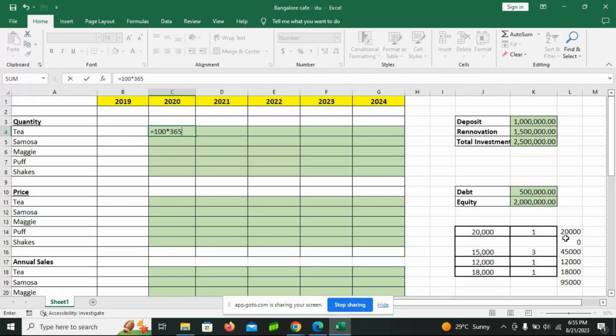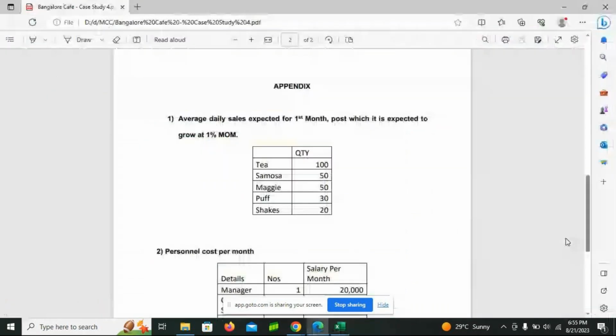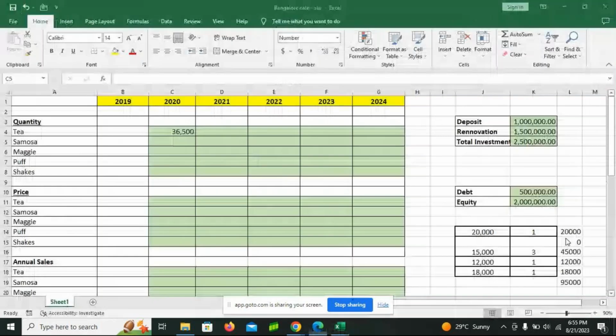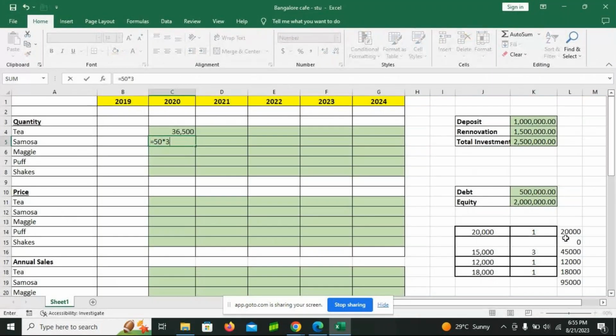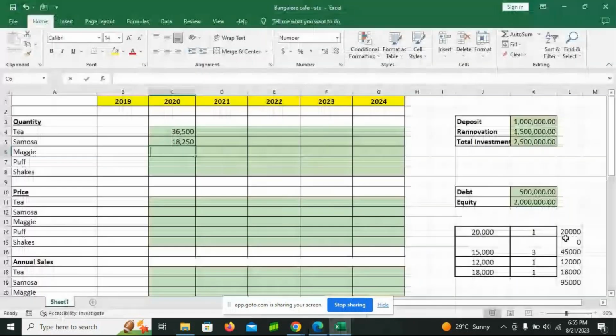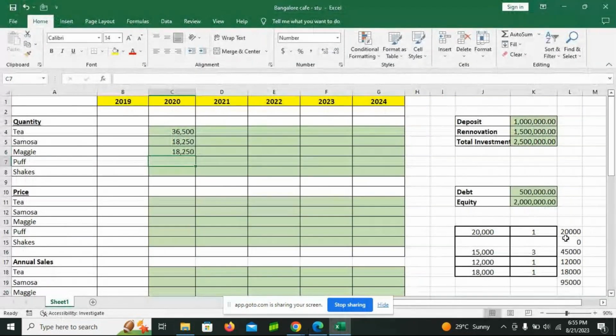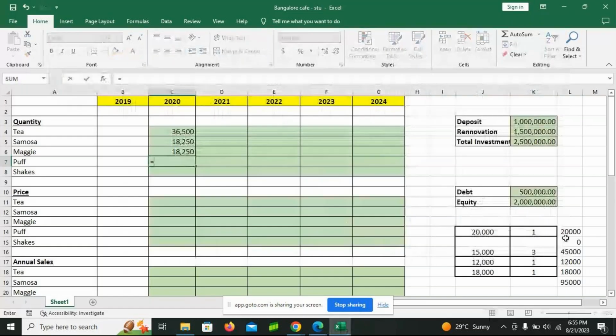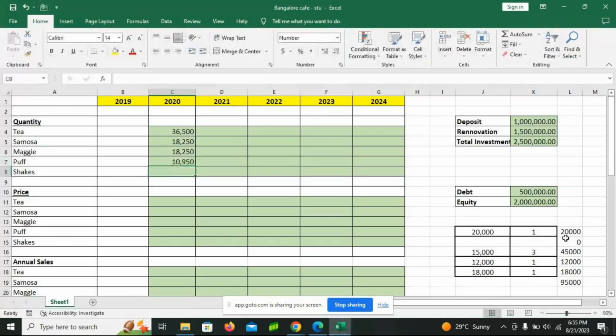Then samosas, I'm expecting to sell 50 per day, equals 50 into 365. Then Maggi is also 50 into 365. Then puff equals 30 into 365. Then shakes equals 20 into 365. So this is the sales that is going to happen, the quantity that I am going to sell throughout the year.